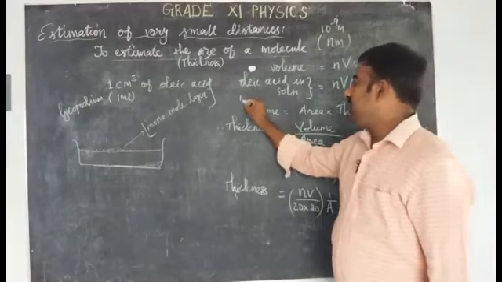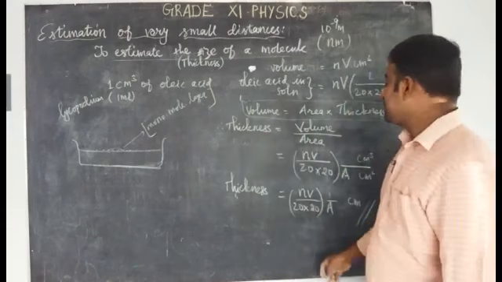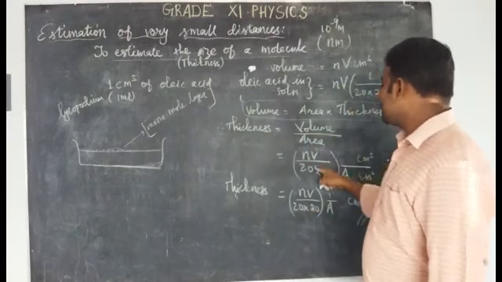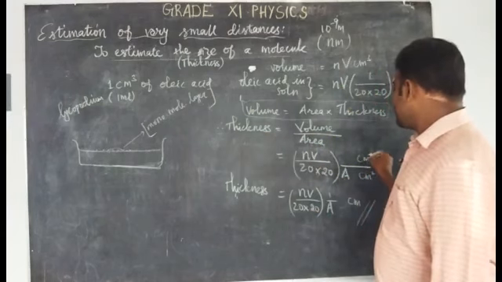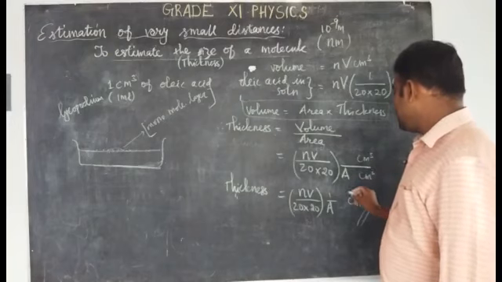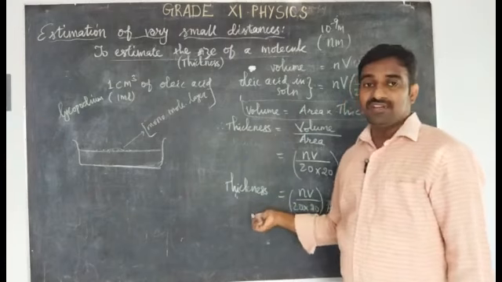So we know the formula, volume is equal to area into thickness. Therefore thickness is equal to volume by area. Volume we already got, divided by area. So centimeter cube divided by area, whose unit is centimeter square. So both cancel away. Finally we got this value. So we got the thickness of the monomolecular layer.